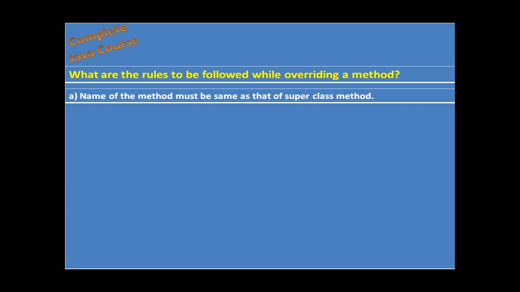First rule, whatever the name of the superclass method, whatever the parameters in the superclass method, what the type of the parameter in the superclass, and what is the order of the parameter in the superclass methods, it should be exactly same in the subclass methods or overridden method.